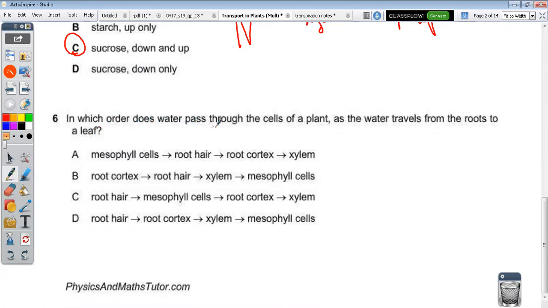In which water does water pass through the cells? I think I even gave you this in a notebook. Is that true? I gave you this. Who remembers that I gave you this in the notebook? Well, how can you get it wrong when it's in the notebook?